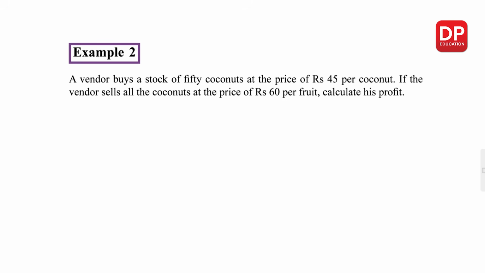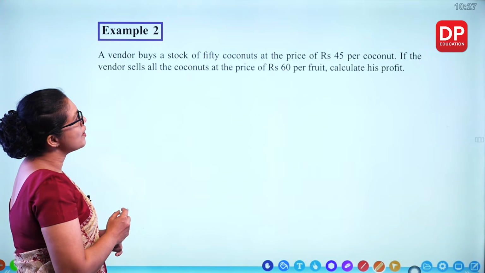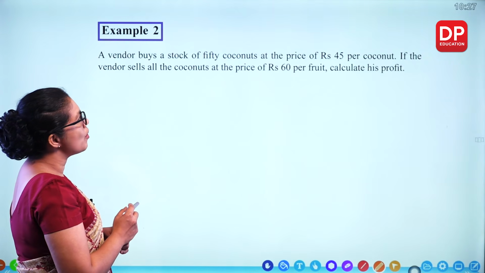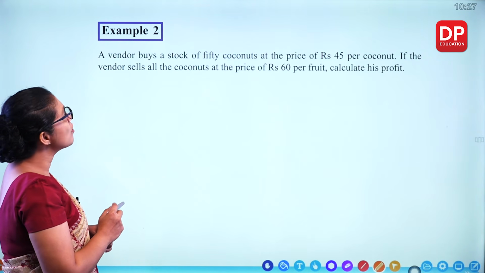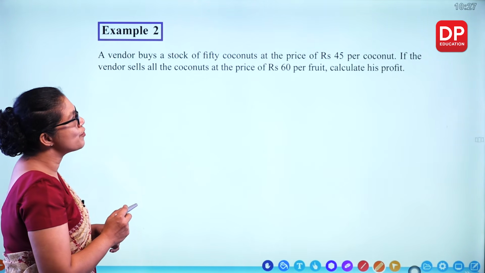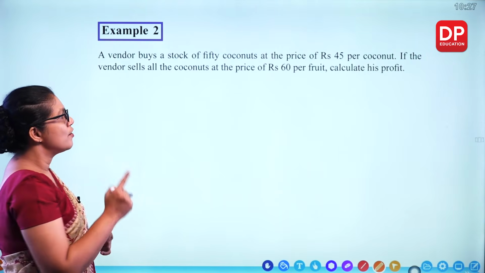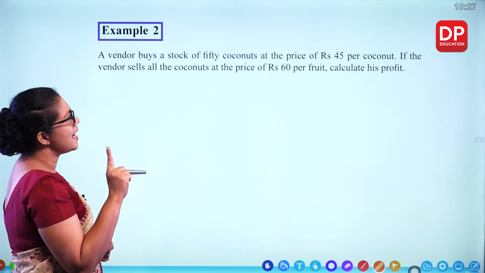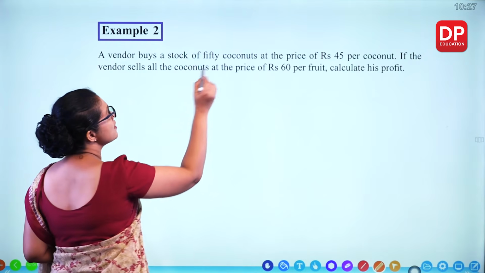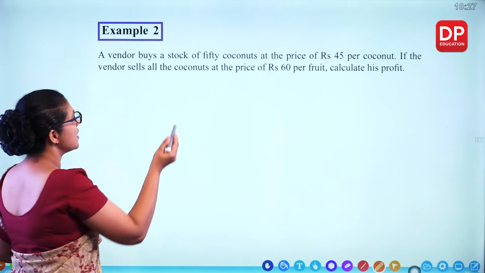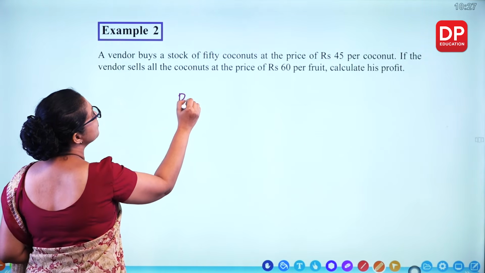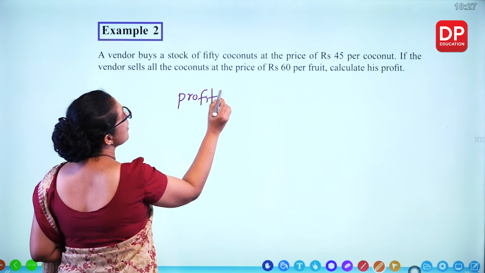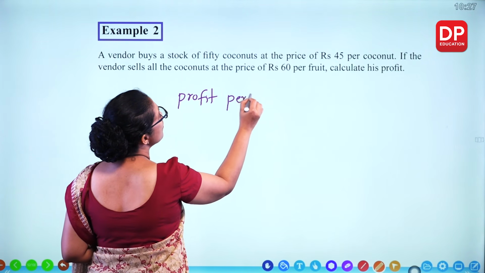Example number 2. A vendor buys a stock of 50 coconuts at the price of 45 per coconut. If the vendor sells all the coconuts at the price of 60 per fruit, calculate his profit. So here we can find out the profit for one coconut and see for 50 coconuts what's the total profit. So what's the profit per coconut?